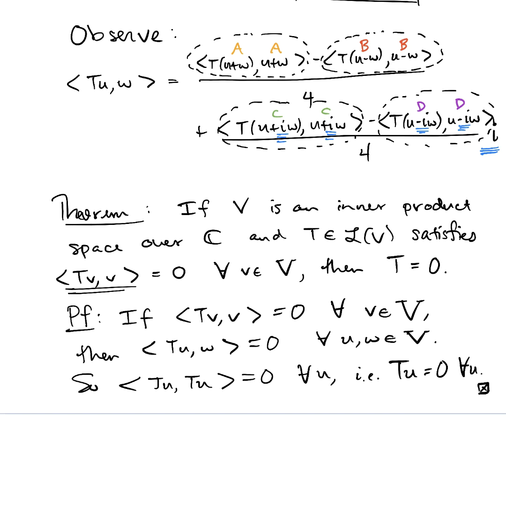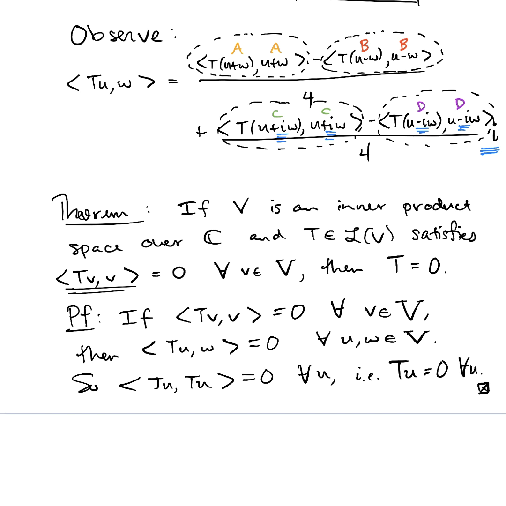So if you're in a situation where you know Tv is always orthogonal to v, and you're in a complex inner product space, well, then your operator is the 0 operator. That's the only operator that can do that over complex space.